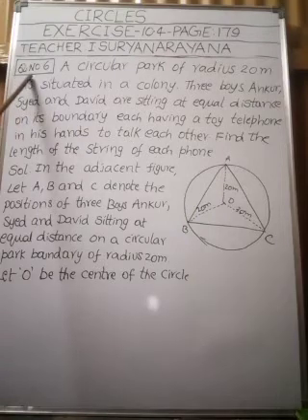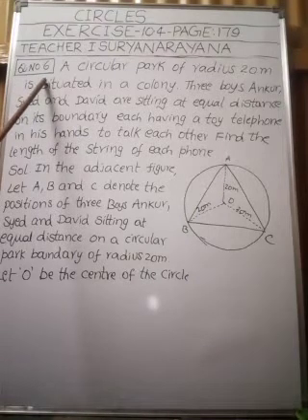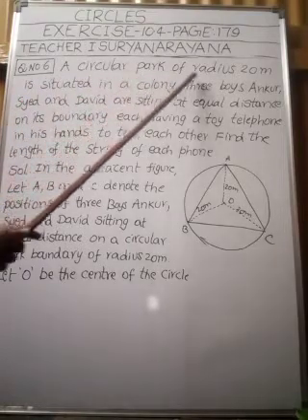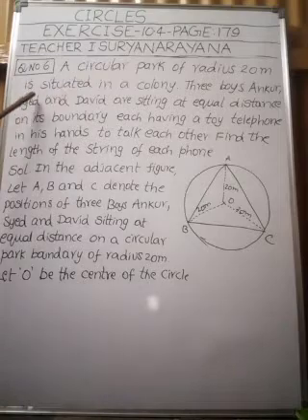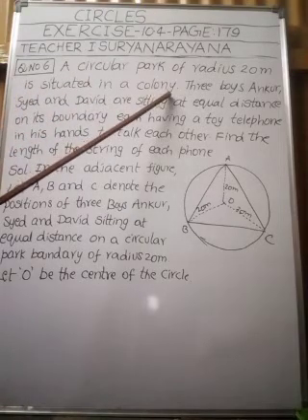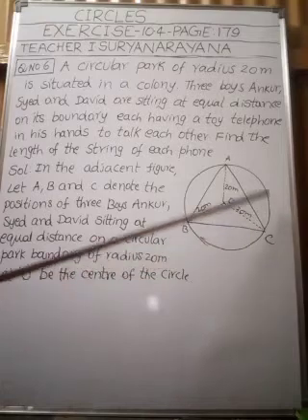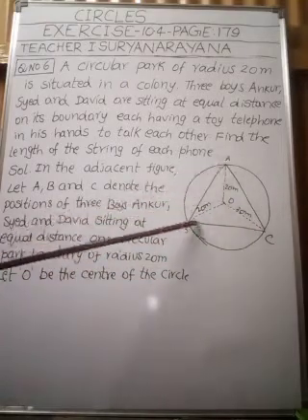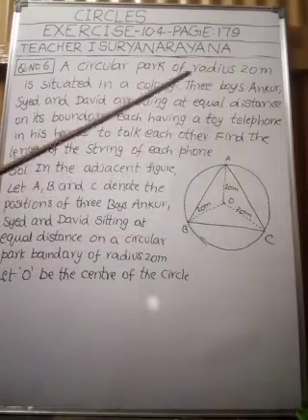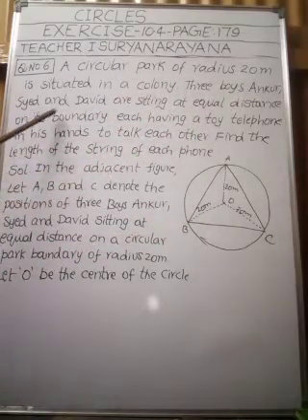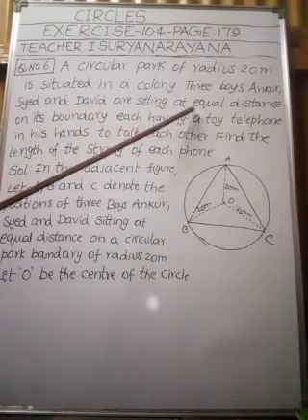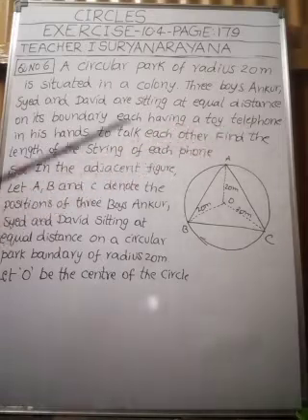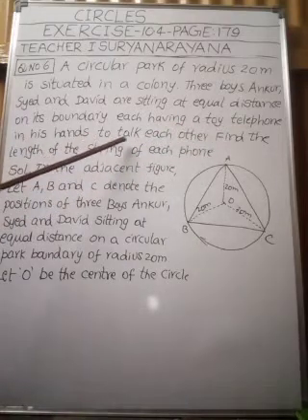Now come to the next question, that is question number 6, the last question in this exercise. Okay, my children, a circular park of radius 20 meters is situated in a colony. Let us assume that this is a circular park of radius 20 meters. This is the radius of the circular park. Three boys, Ankur, Syed and David, are sitting at equal distance on its boundary, each having a toy telephone in his hands to talk to each other.